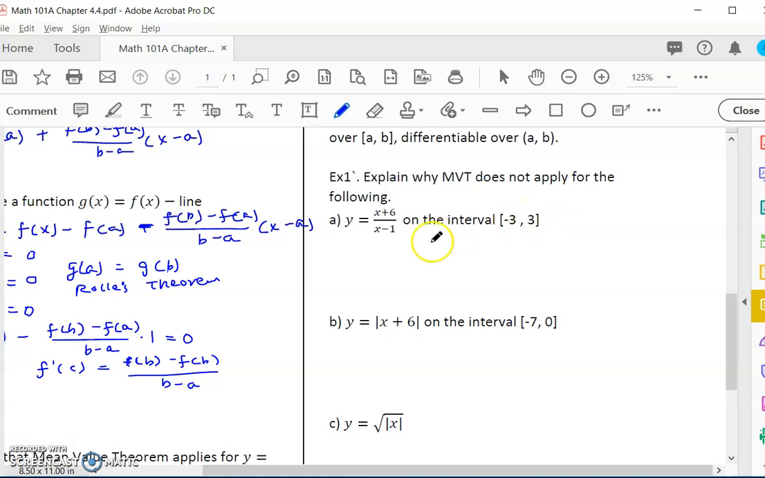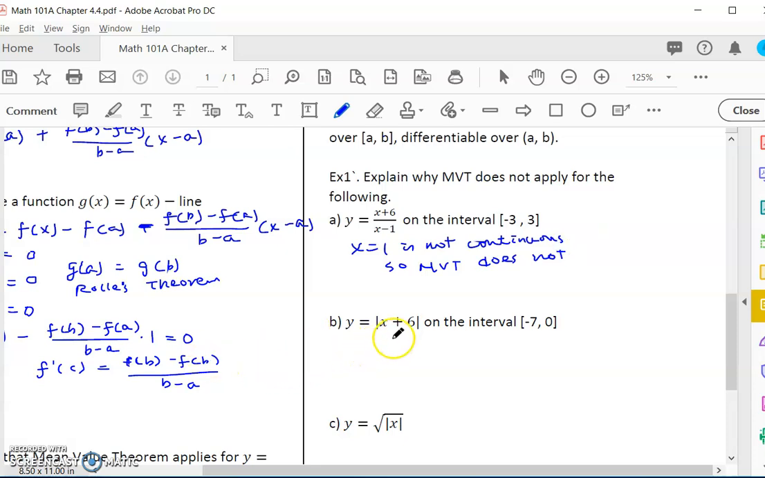So let's check. Is it continuous from -3 to 3? No. There is a denominator x minus 1. X equal to 1 is not continuous. In chapter 2, remember? This is undefined. If it is undefined, it is not continuous. And so MVT does not apply.